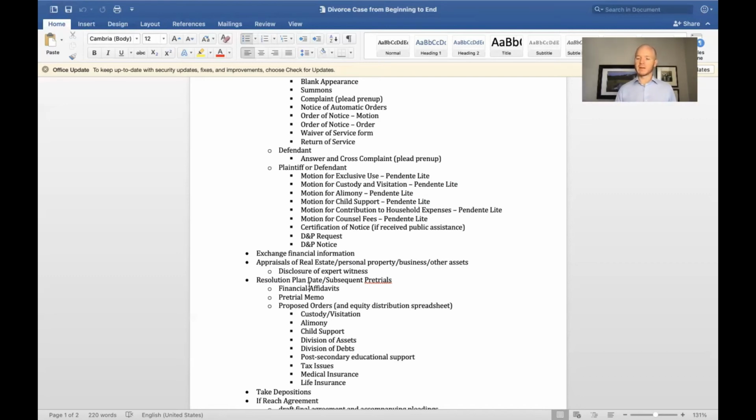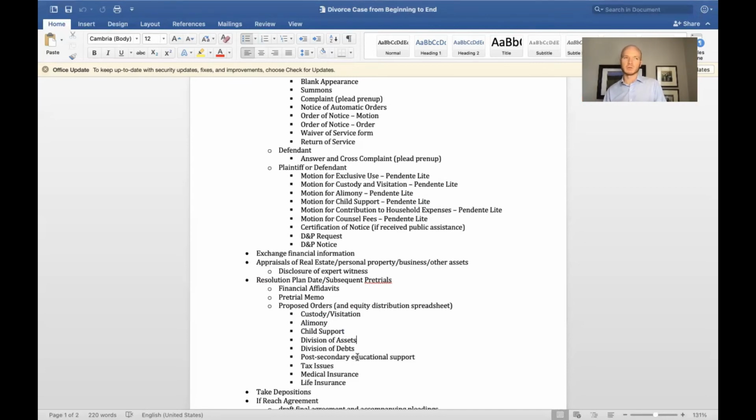So we would put together a pretrial memo, and then we'd also put together our proposed orders. So basically everything that we're requesting in the divorce. So we put together our custody and visitation proposal. And again, that's not so much going to be discussed during the judicial pretrial because that's more left to family relations. But we would give our alimony proposal, our child support proposal, what we're proposing on division of assets and debts. We'd give our proposal on what we think should happen with post-secondary educational support, which I'll get into a little bit more in another video.